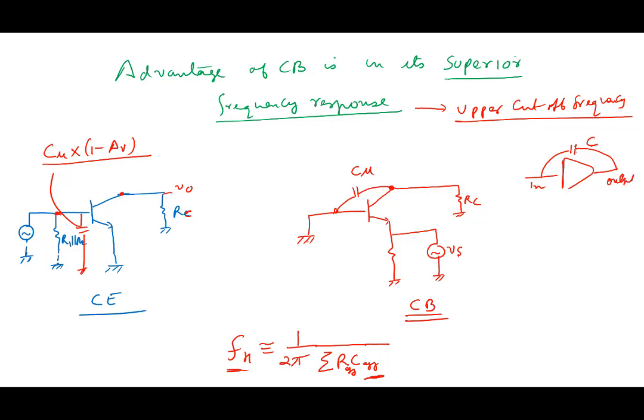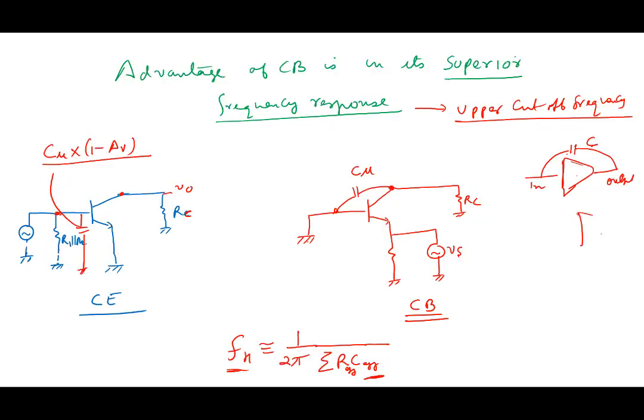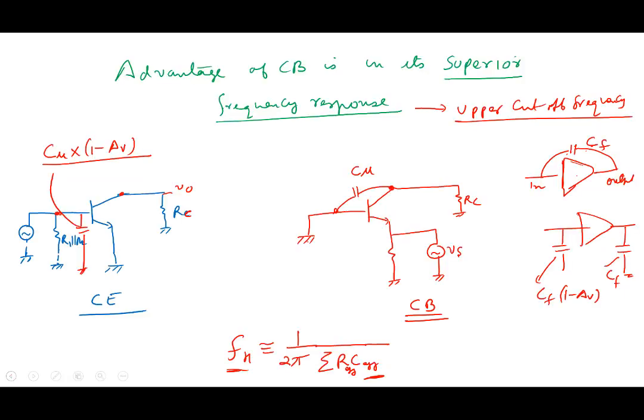Then this capacitor gets multiplied by the gain of this amplifier. Miller's effect says that effectively you can take this capacitor out and put it here and here. This capacitor in the feedback path is CF multiplied by 1 minus AV. And this capacitor is practically equal to CF. So that doesn't matter. Here there is no capacitor between input and output. There is C mu and then there is C pi.